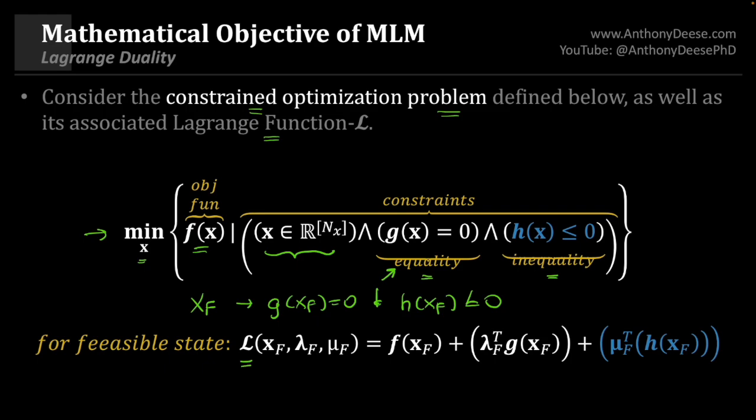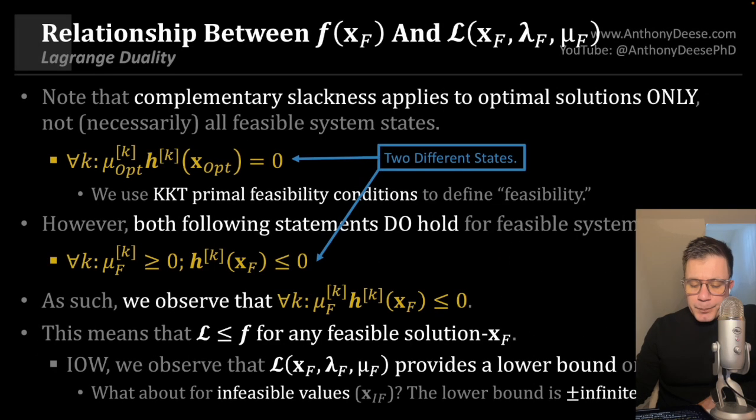Our Lagrange function is the sum of the objective function plus lambda times the equality constraint, plus mu times the inequality constraint, where both lambda and mu represent our dual variables or our Lagrange multipliers, and x represents our primal decision variable set. Now, we should note that complementary slackness applies to optimal solutions only.